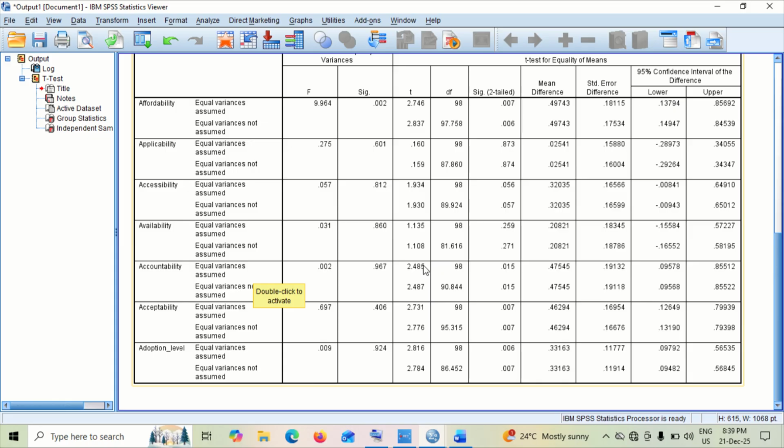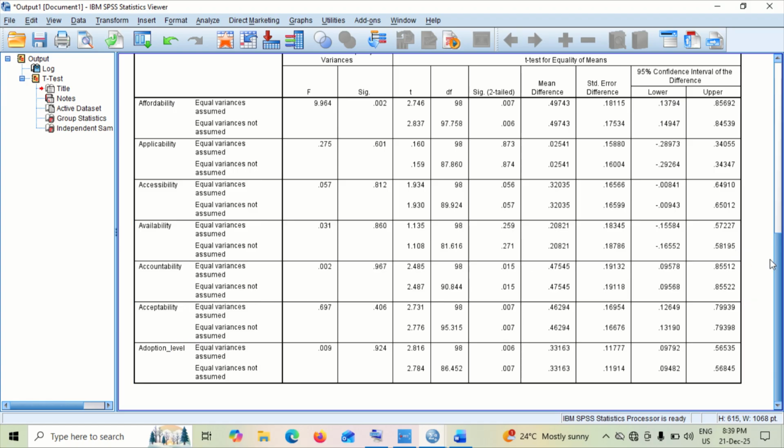Here in the case of accountability, the t value is 2.485 and the significance value is 0.015, and in the case of acceptability, the t value is 2.731 and the significance value is 0.007, and in the case of adoption level, the t value is 2.816 and the significance value is 0.606. In all these cases, the null hypothesis is rejected with a significance value of less than 0.05. Hence, we can say that there exists a significant difference between male and female respondents in the case of accountability, acceptability and adoption level.